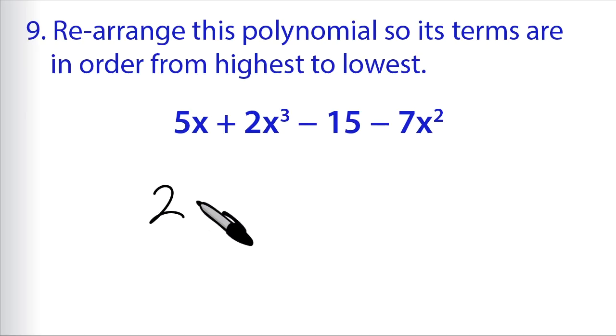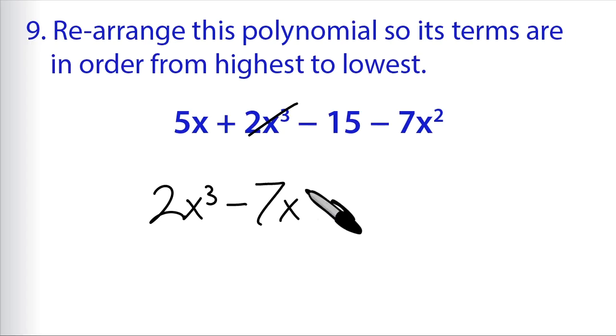So we'll put that first, 2x cubed. I'll go ahead and cross that out so we'll remember. The next highest degree term, see we have 1, 0, and 2. So this is the next highest degree term. Notice that it has a minus sign in front of it, so that means that this term is negative. So we'll put that here, negative 7x squared, or minus 7x squared, however you want to say it.